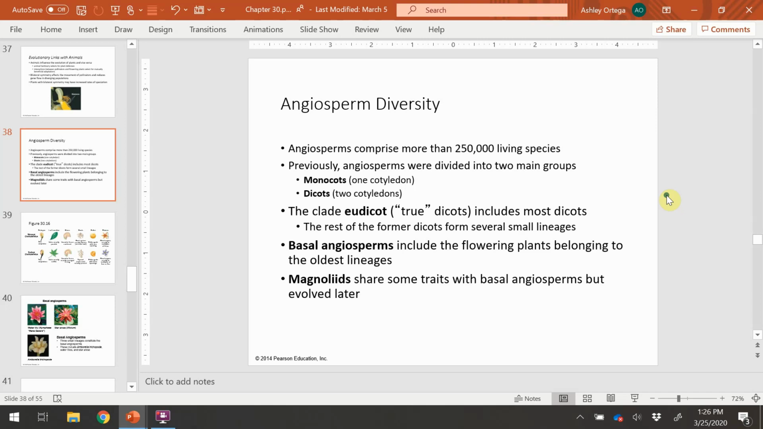So we left off in plants. Believe it or not, that was about 2 weeks ago, where we were discussing plants in chapter 30. And if I am not mistaken, we left off here with angiosperms. So that's where we're going to pick up today.